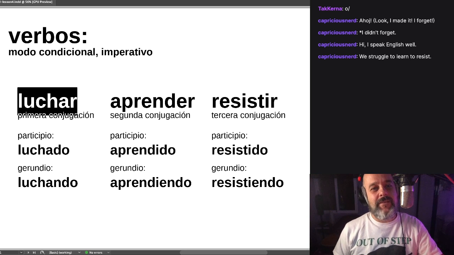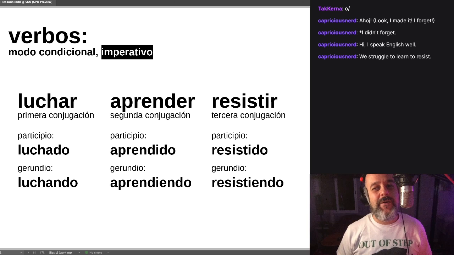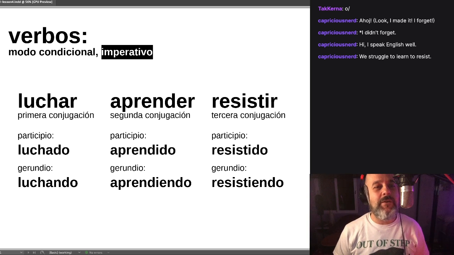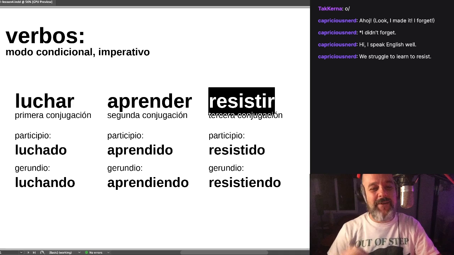So the modes that we're seeing today are condicional, conditional, and imperativo, imperative. Let's say imperative is my least favorite mode in the world. You may understand why, because it could as well be your least favorite verbal mode in the world to use. But it's out there in the world, so we gotta learn it, okay? We struggle to learn to resist. Luchamos para aprender a resistir. That's your sentence in Spanish right there.